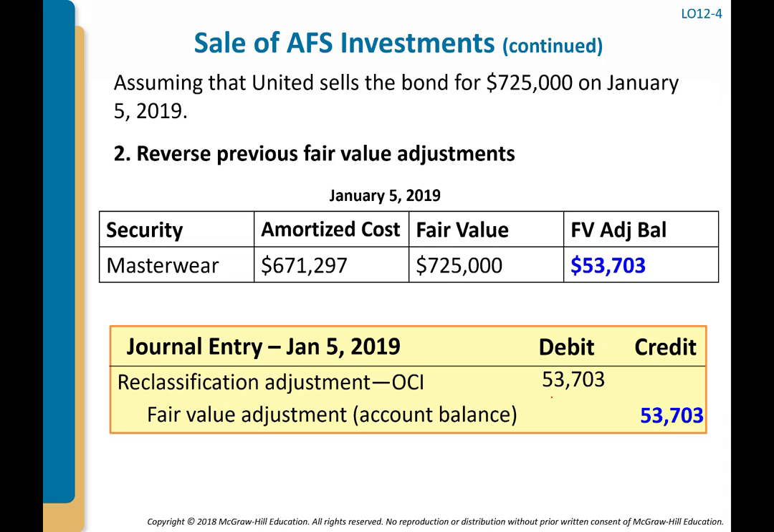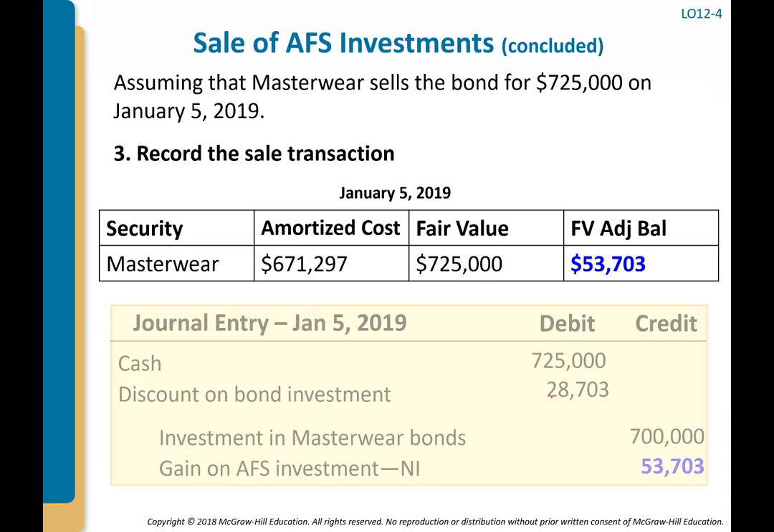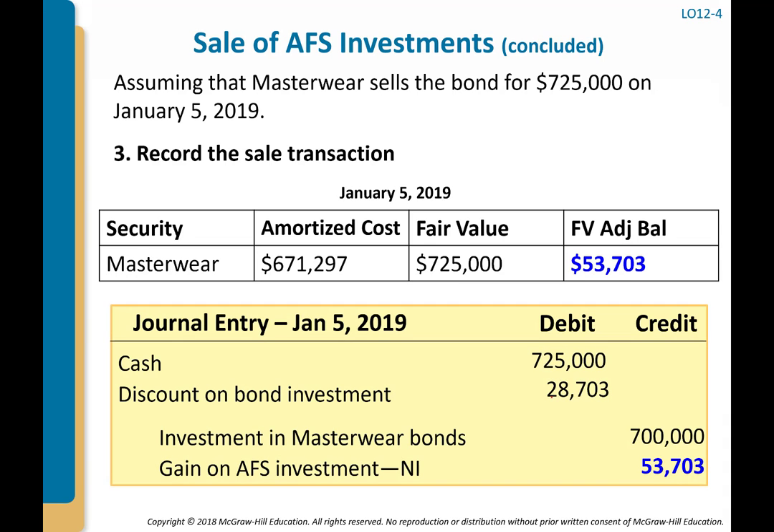Okay. And then when I actually go ahead and record the sale, here comes the cash. Get rid of the discount. The discount was the $28,703. Get rid of the investment, and I credit what? Gain, and that now will show up where? On the income statement, right?